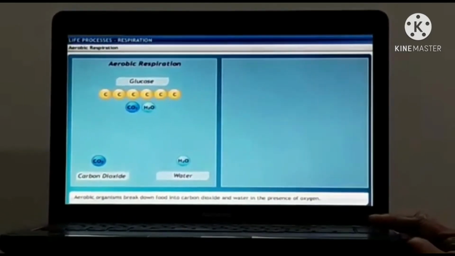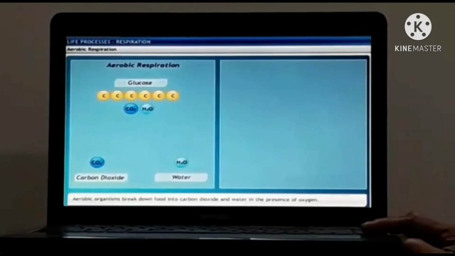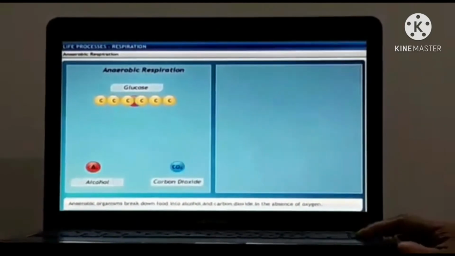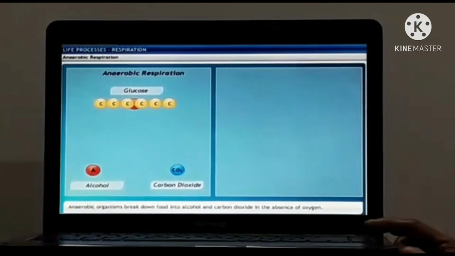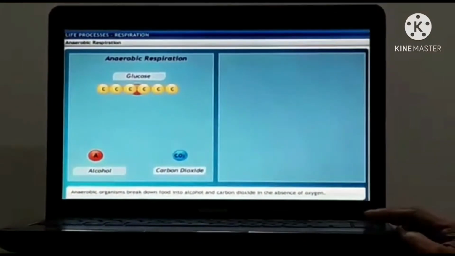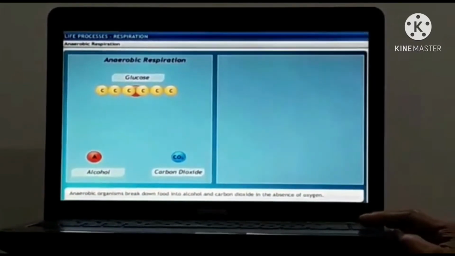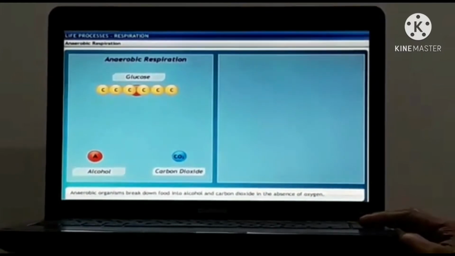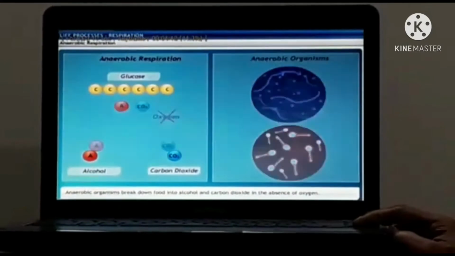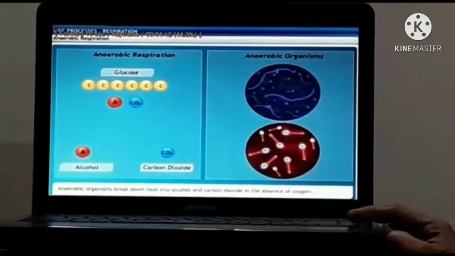And those organisms that break down glucose in this manner are called aerobic organisms. Some microbes break down glucose into alcohol and carbon dioxide in absence of oxygen, and it is called anaerobic respiration, and such organisms are called anaerobic organisms, for example yeast, Clostridium, bacteria and so on.